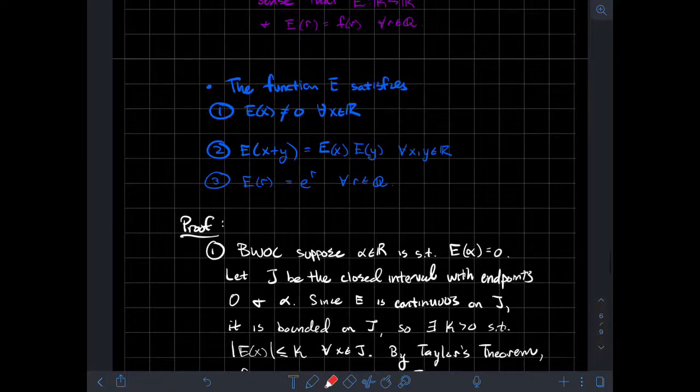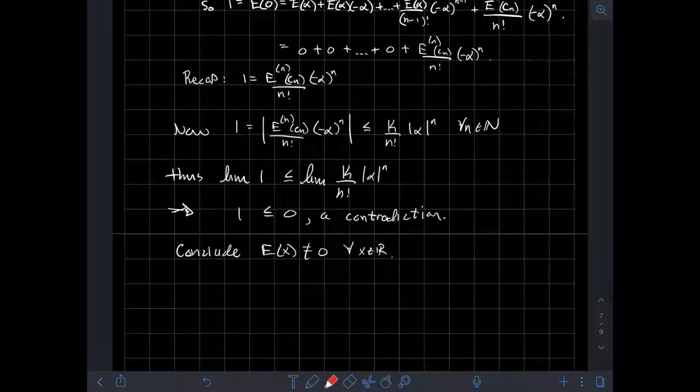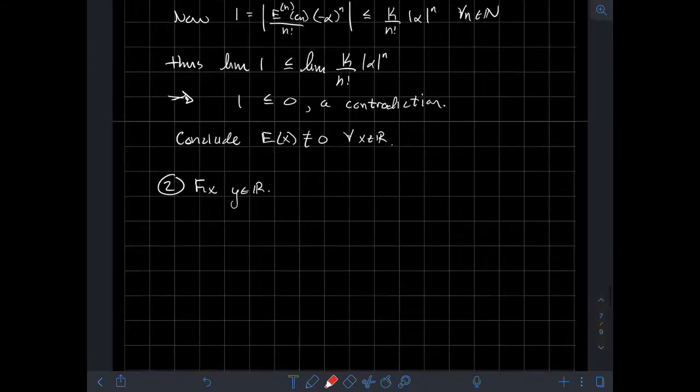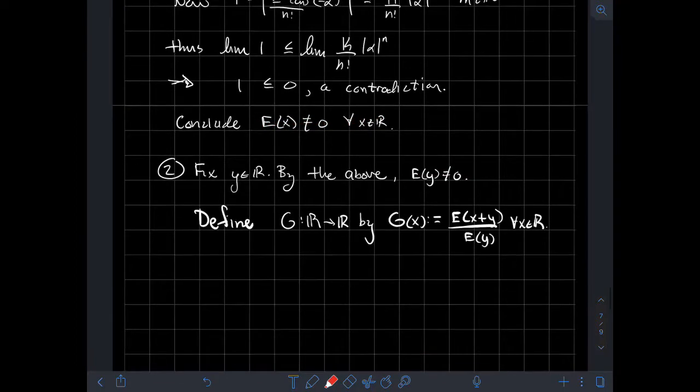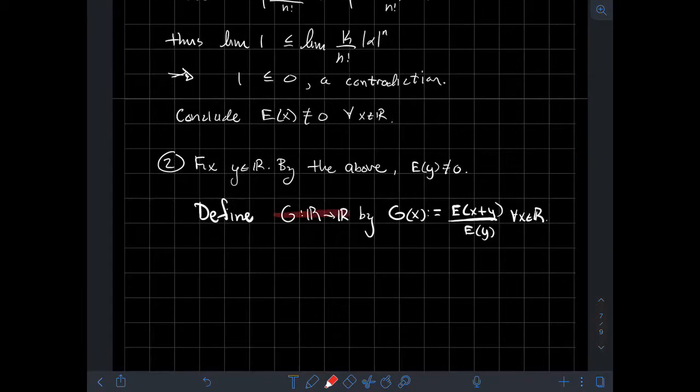Let's go back. Number 2, we want to show that this function e has this cool exponent rule that I like. So if I start doing that now, for number 2, we're going to fix a real number y. By the above, we just showed that for sure e of y is non-zero. What that's going to allow me to do is to get a little crafty here. I'm going to define a new function g by the following. g of x is equal to e of x plus y over e of y for every real number x. So g is a function of x, so e of y is just a constant. Remember that. I fixed y ahead of time. I'm not saying y is special. I'm just saying it's picked out ahead of time to define this function g.